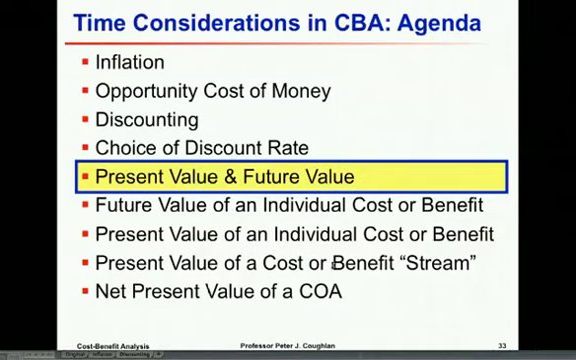So with that idea of discounting in general, now we can talk more specifically about what that means for how we calculate the net benefits of any course of action, any COA. And we do so by using the notion of ultimately net present value. But we're going to get there step by step. We're going to go through present value as opposed to future value. We talk about the future value of an individual cost or benefit, the present value of an individual cost or benefit, the present value of a stream, and ultimately the overall NPV of a course of action.